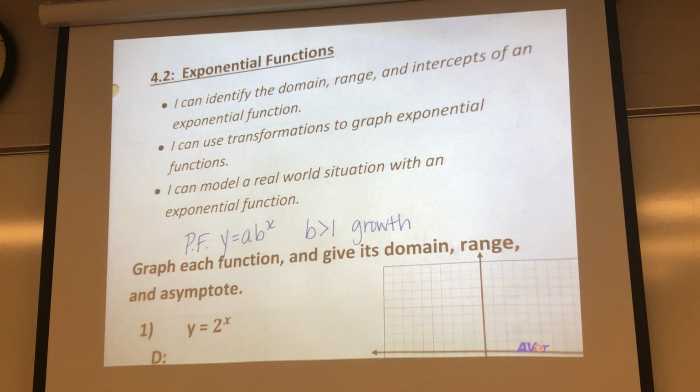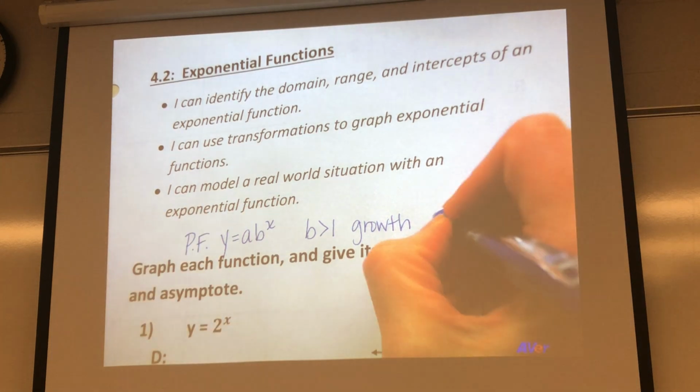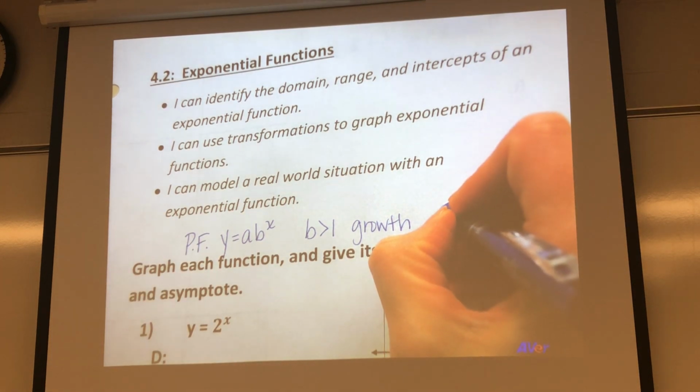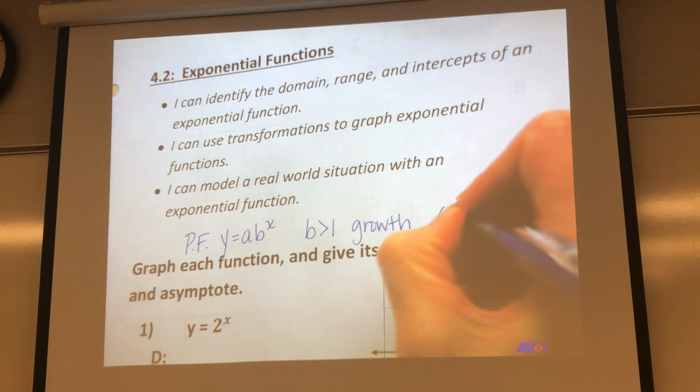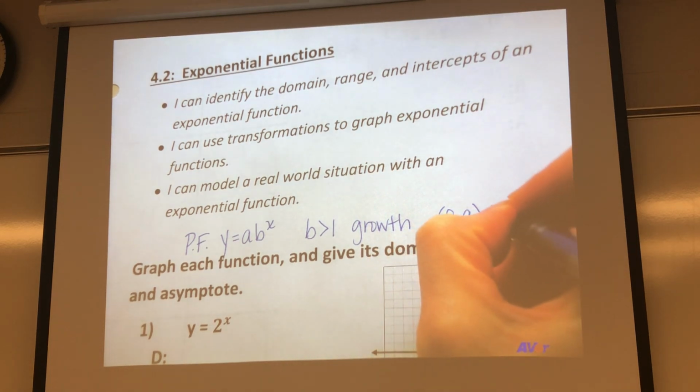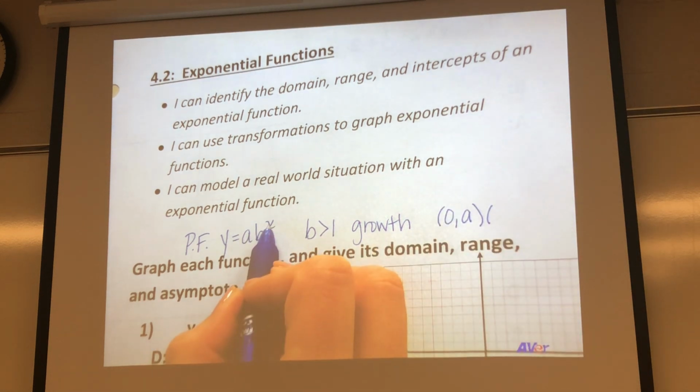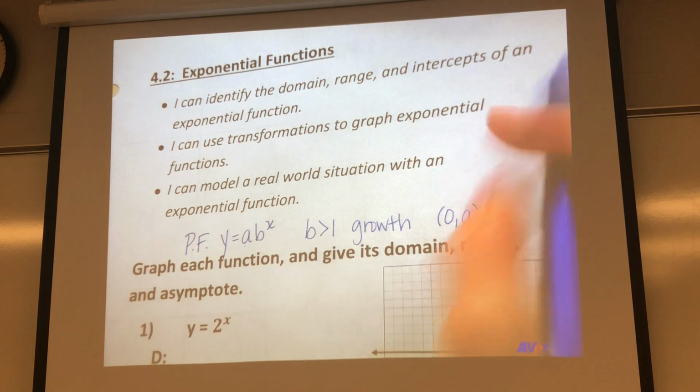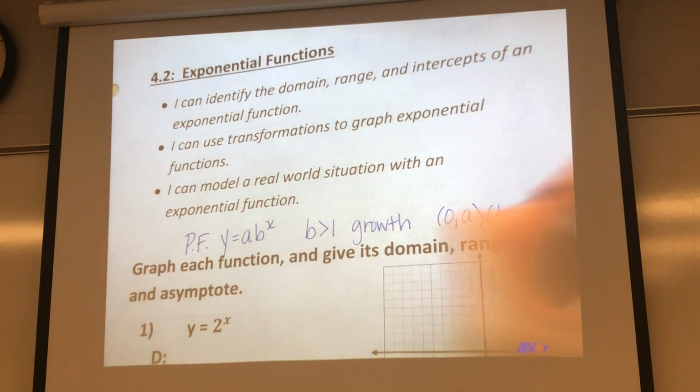All of the exponentials in this form go through the points (0, a). In this case, we put a 0 in here. Anything to the 0 power is 1, so (0, a), and then (1, ab).